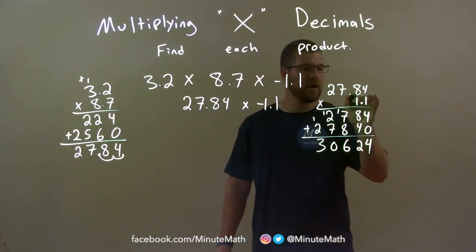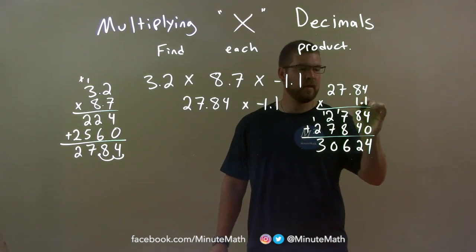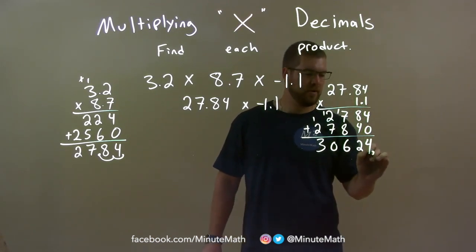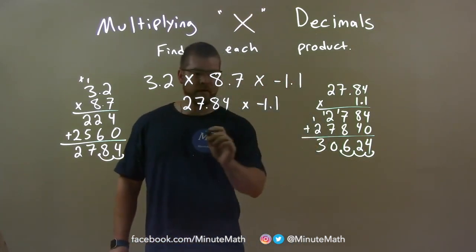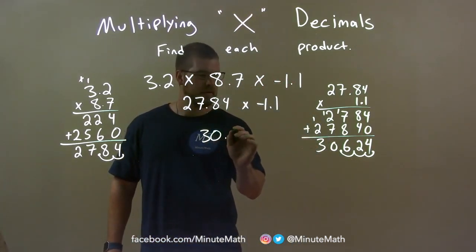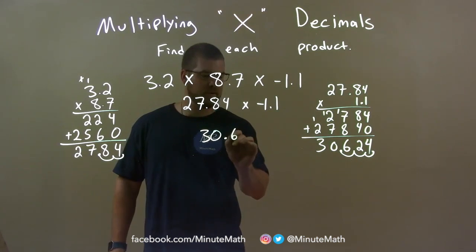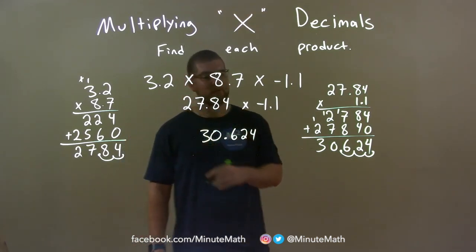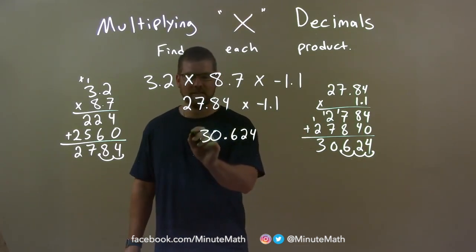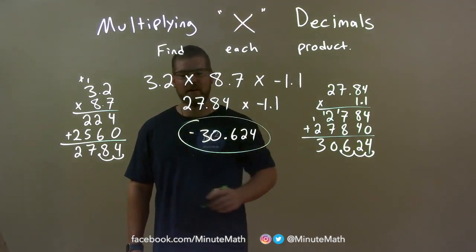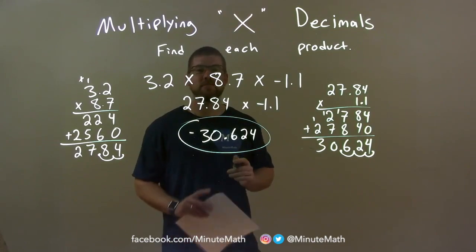But we have a total of 2 decimal places and 1 decimal place, which is 3. So 2 plus 1 gives us a 3. So our final answer here is just 30.624. But do not forget that negative. I almost did. Positive times a negative is always a negative. Negative there. So now our final answer, negative 30.624.